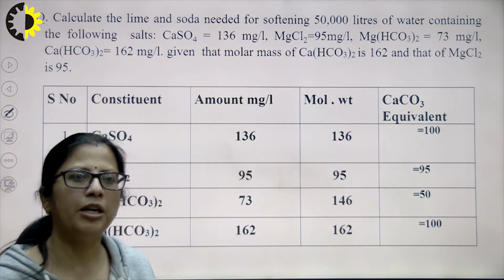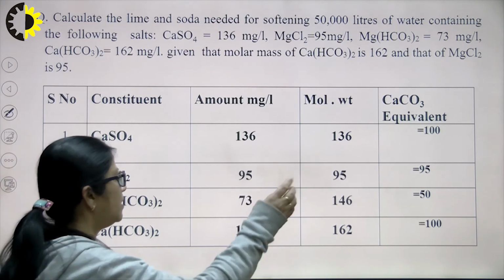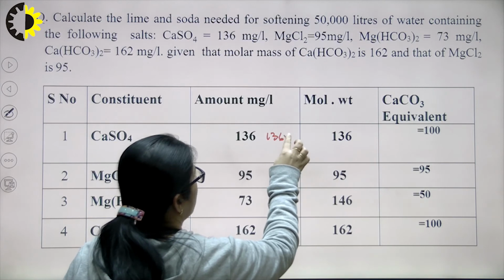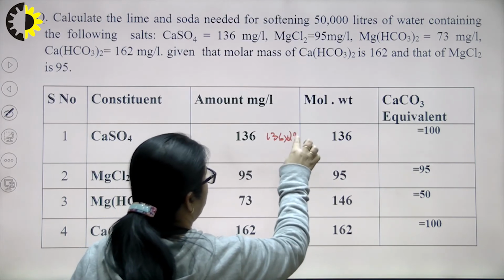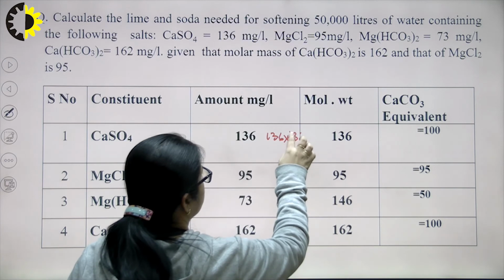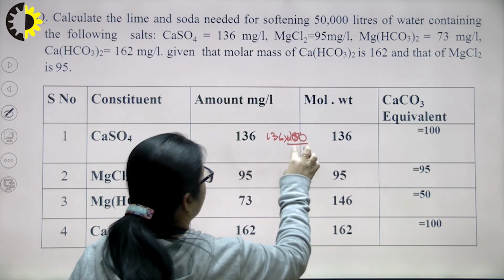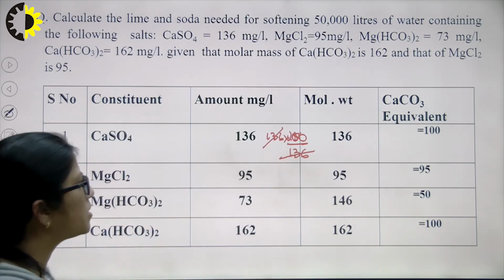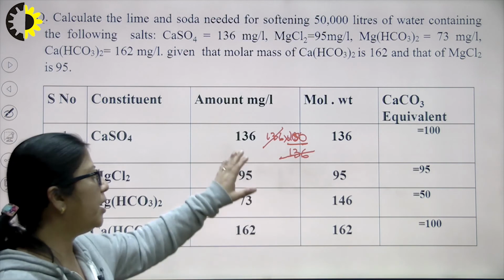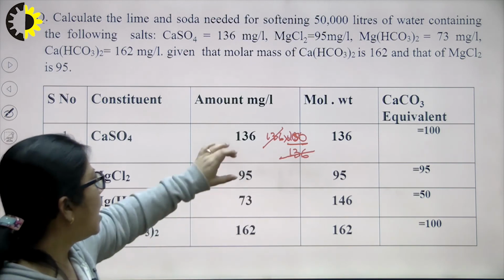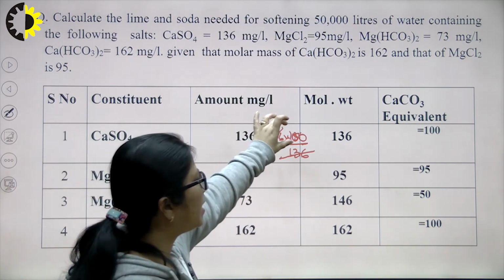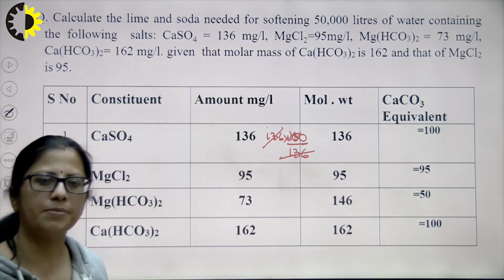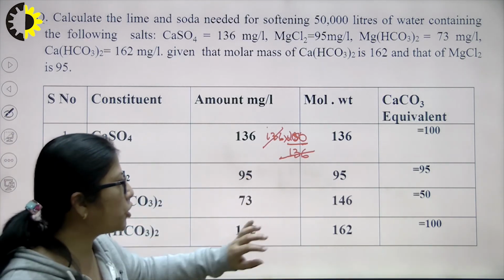Converting them into calcium carbonate equivalents, the amount present in the water here is 136. So, 136 into 100 divided by 136. On cancelling 136 by 136, it comes out to be 100. Similarly, we are going to calculate for the other amounts present in water: the amount multiplied by the molecular weight of calcium carbonate divided by the molecular weight of the hardness causing substance. So, these are the different calculations.